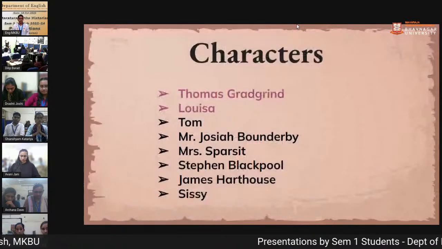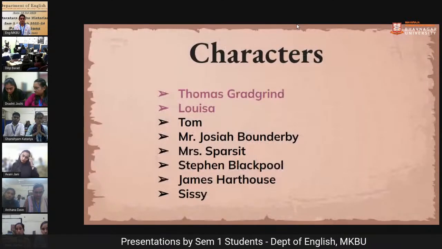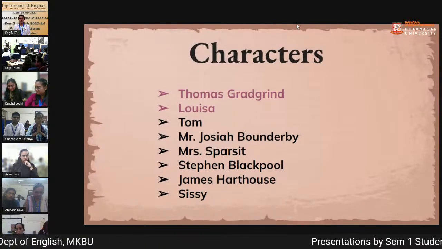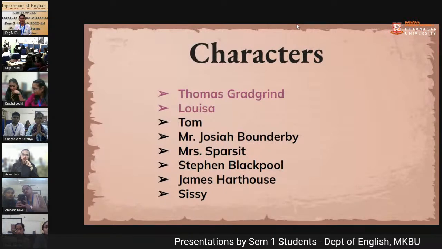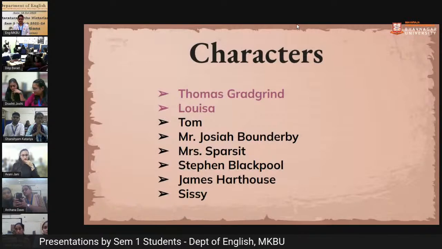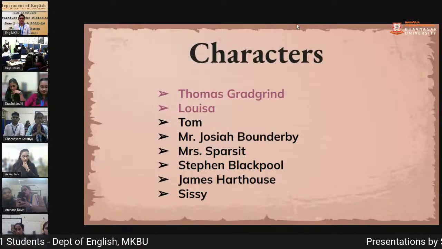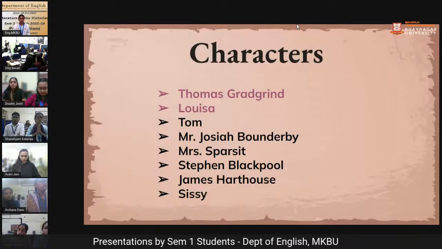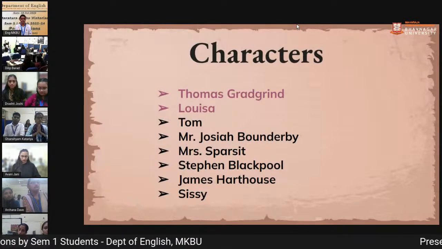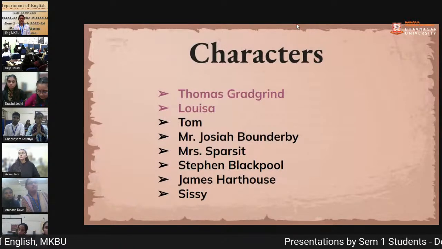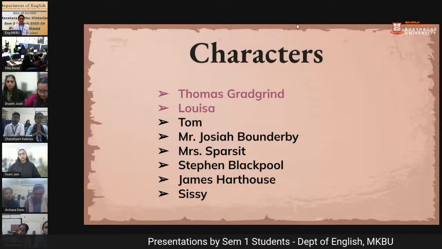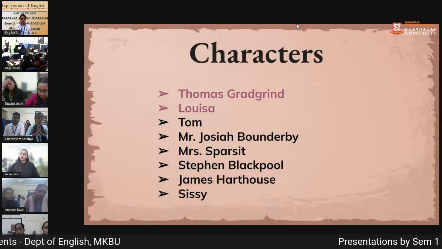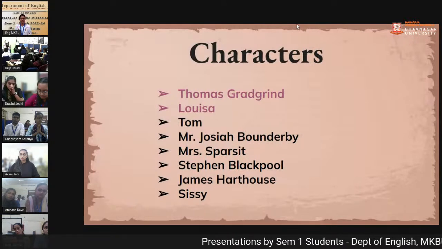Characters of the novel: Thomas Gradgrind. He was the protagonist of this novel, and he was a director of a school, and then he became a member of parliament. Louisa, she is a daughter of Thomas Gradgrind, the son of Thomas Gradgrind. Mr. Josiah Bounderby, he was the friend of Thomas Gradgrind.